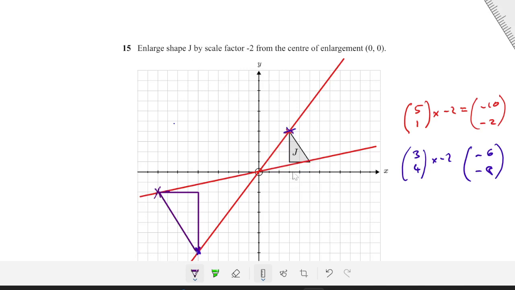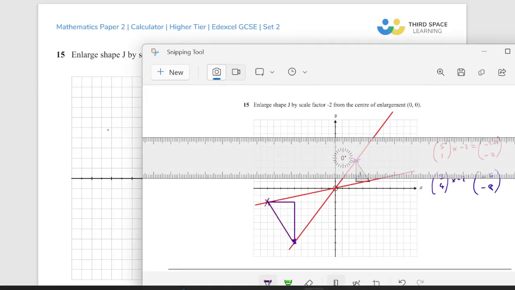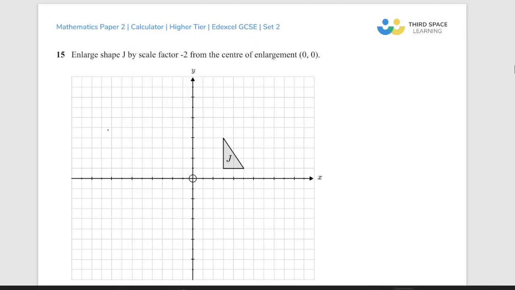So let's just double check. 3 and 2, so it should be 6, 2, 4, 6, and 3 and 4. So that would be my negative enlargement. Okay, and I'll do it on the sheet, and I'll do it kind of roughly by freehand, but that's the way I would recommend it.